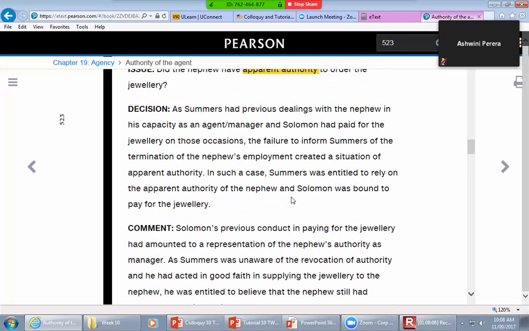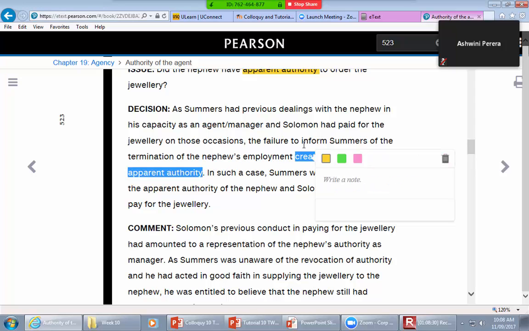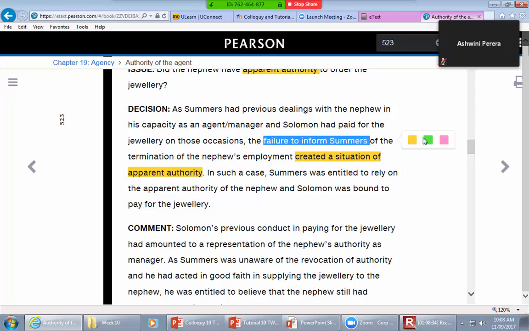So, as Summers had previous dealings with the nephew in his capacity as an agent or manager, they are calling him a manager, not a shop assistant. And Solomon had paid for the jewelry on those occasions. The failure to inform Summers of the termination, that's the key point, created a situation of apparent authority. Okay?